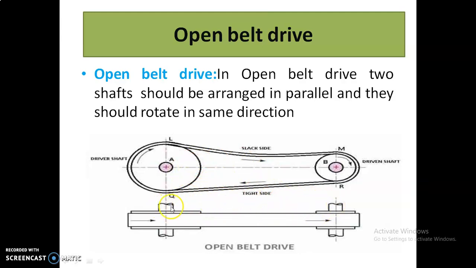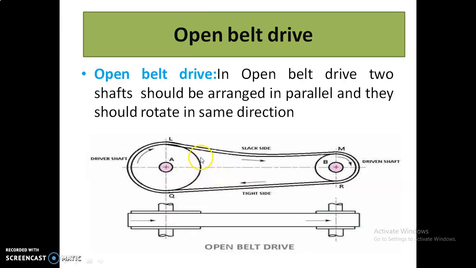These two shafts are arranged in parallel manner, and these two shafts are rotating in same direction. See here, this is a driver pulley and this one is driven pulley. So if the driver pulley rotates in a clockwise manner in this direction, the driven pulley also rotates in the clockwise direction. So these two pulleys, a driver pulley and a driven pulley, are rotating in the same direction. So here this is an open belt drive.